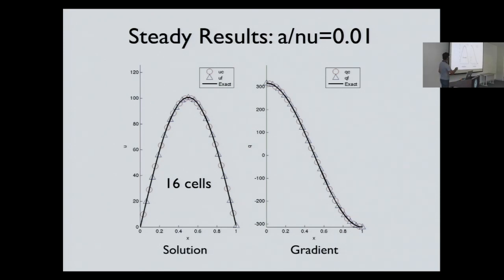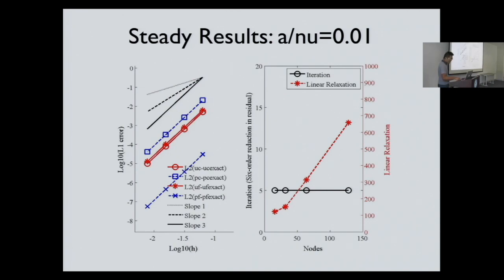Here is a solution. The black curve is the exact, and the circles are the cell averages, and the triangles are the phase values. And on the right, this should be p, the gradient computed by the advection diffusion scheme. And the error convergence, this is the error versus mesh spacing. The slope is 3 for all phase values and cell averages.